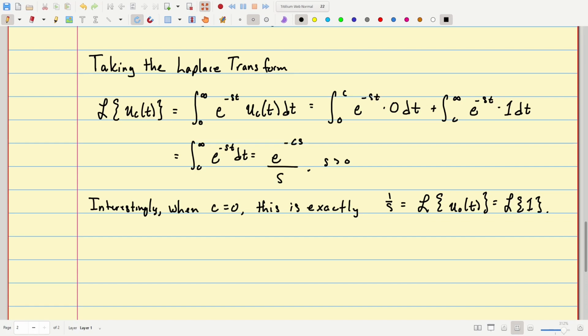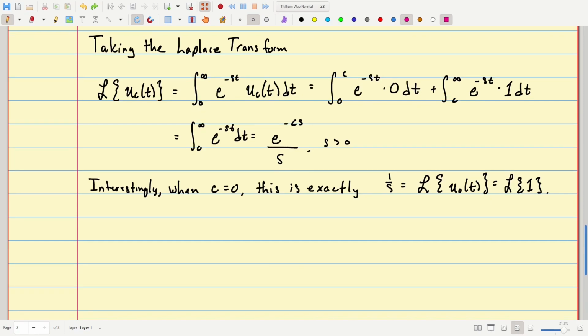Okay. So the Laplace transform for the canonical Heaviside function, the one that's centered at 0, is the same thing as the Laplace transform for 1, because of the necessity that s be a positive constant. Okay, so we get this simple expression here. Things seem fine.